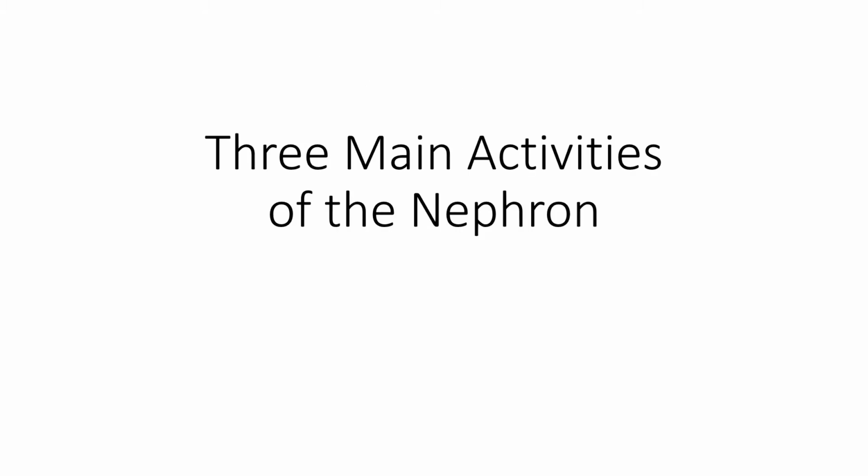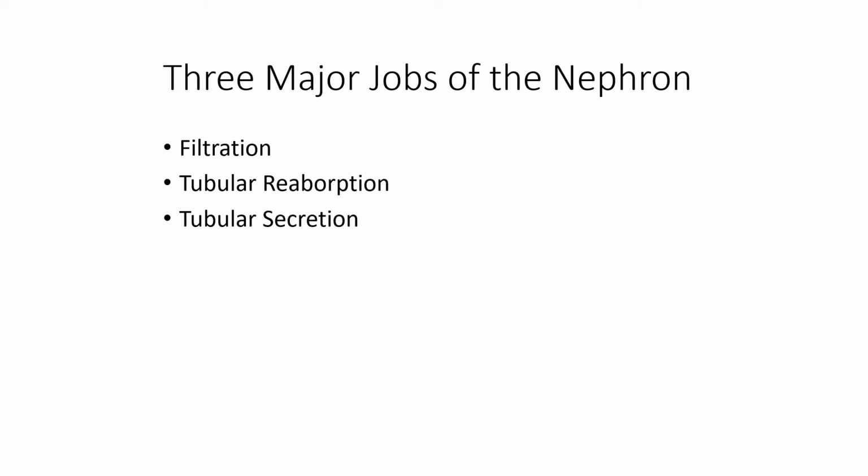Hey everyone, we're going to pick back up with the urinary system, and we're going to start off on page 106 in your course pack. And we're going to talk through three main activities of the nephron. Those three main activities or jobs of the nephron are filtration, tubular reabsorption, and tubular secretion.